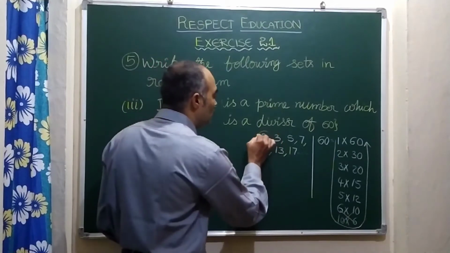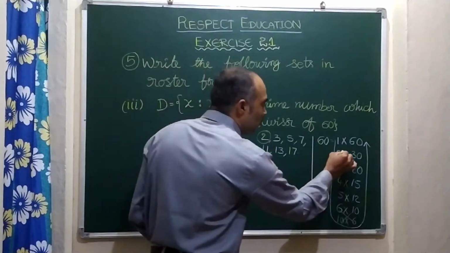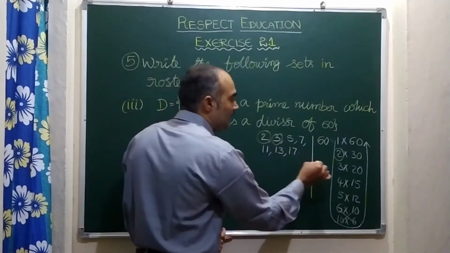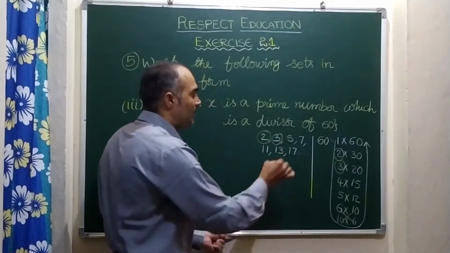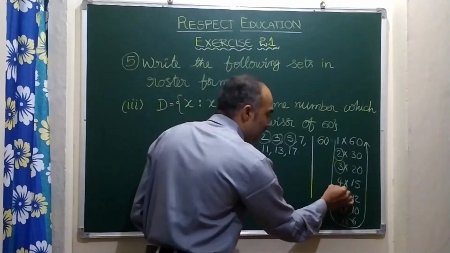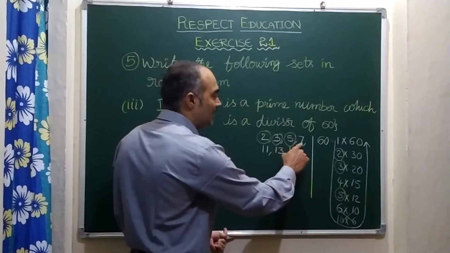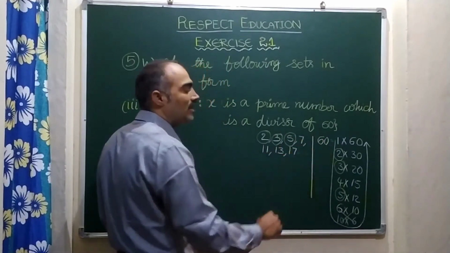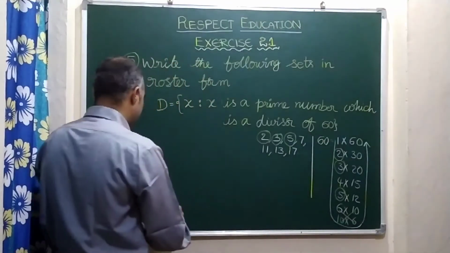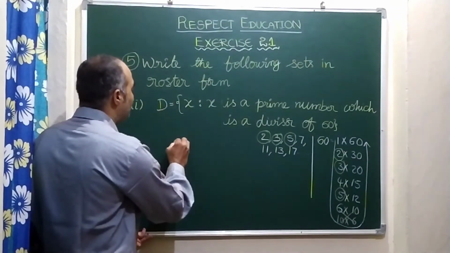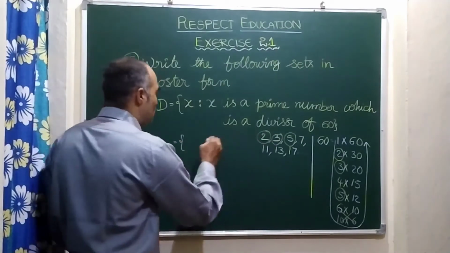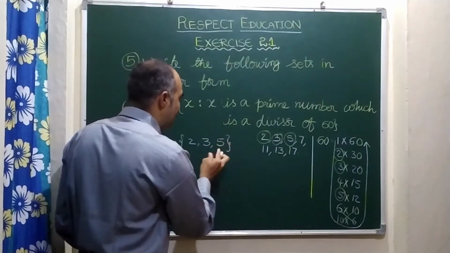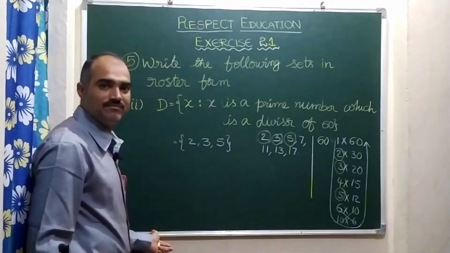See here, 2 is a prime number, 2 is a divisor of 60 also. 3 is a prime number, 3 is a divisor of 60. 5 is a prime number, 5 is a divisor of 60. Whereas 7 is prime, but that is not a divisor of 60. Same way 11, 13, 17, those are all not divisors of 60. So here let us write the answer, children. Which values satisfy the given condition? 2, 3 and 5. This is the roster form for the given question.